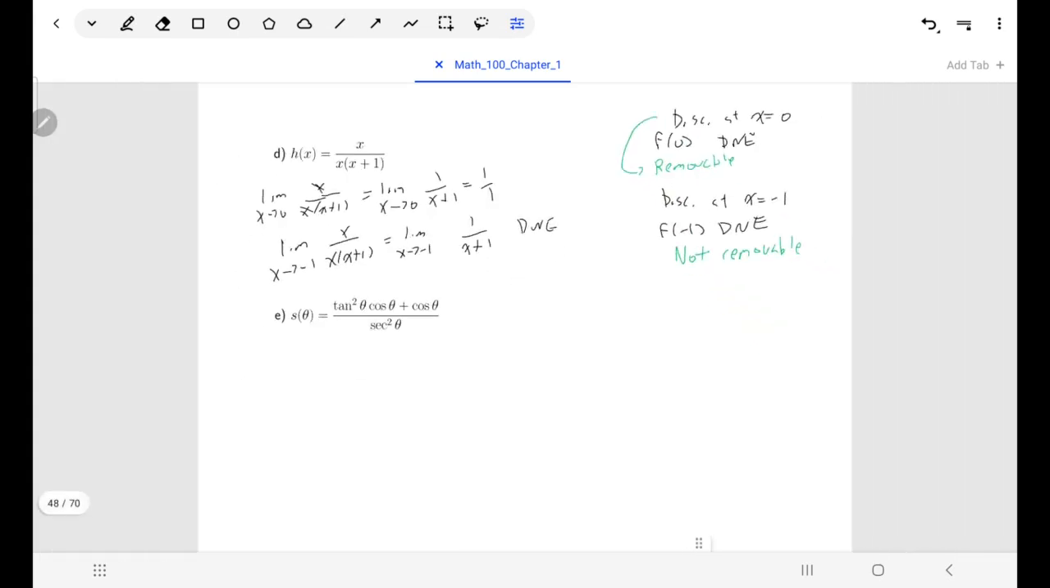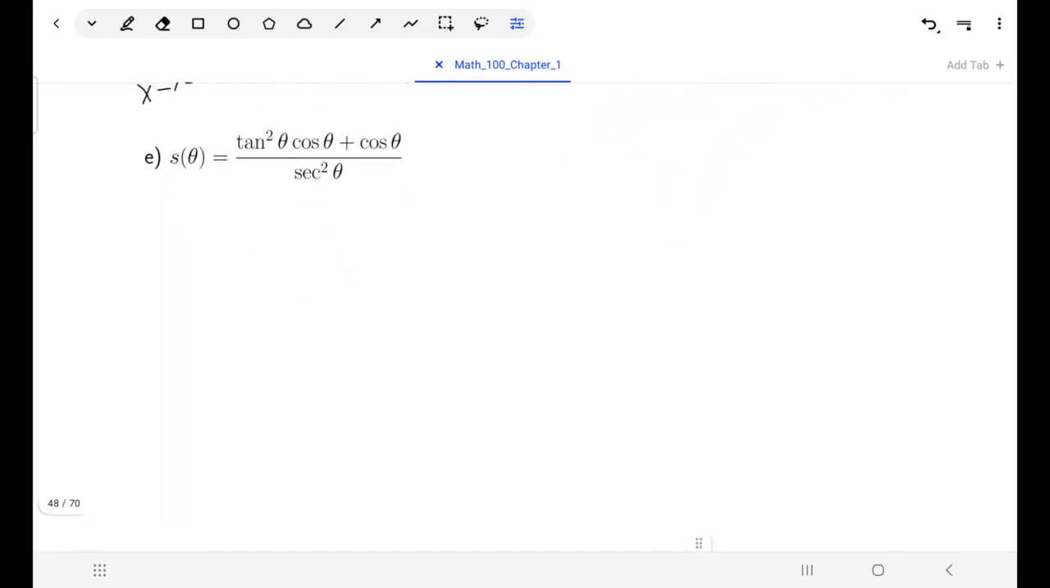Okay. Last one, and this one's a trig one. Conveniently enough, we have two functions in there, secant and tangent, that have a bunch of places where they're undefined. And conveniently enough, they're undefined in the same places, which is sort of nice for us.